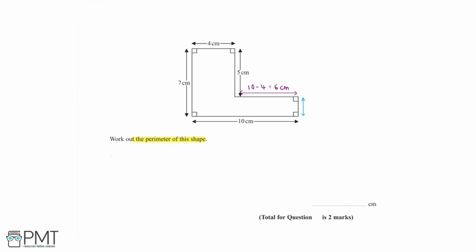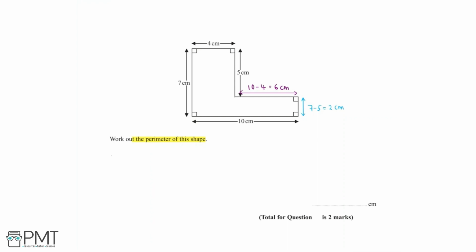Now we want to find the blue length. We can see that the total vertical length is equal to 7 centimeters. We have a vertical length on the other side of 5 centimeters, and we can say that this 5 centimeter length plus the blue length must be equal to the total vertical length of 7 centimeters. And so we can say that this blue length is equal to 7 centimeters, take away 5 centimeters, which is equal to 2 centimeters.